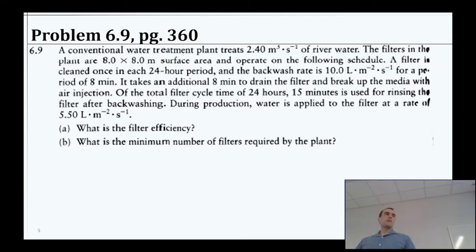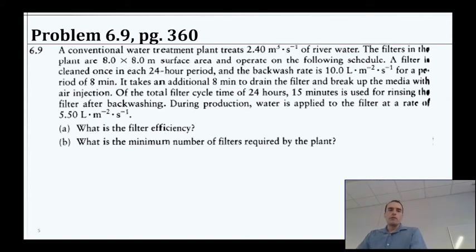Okay, so coming back to the granular filtration then, we have this problem we can work through. So I'll read it through with you. We'll draw it up, and then I'll give you some time to think about it and see if you can tackle this given what we've learned so far. And I'll write up the equations that we just saw as well. Okay, so we have a conventional water treatment plant that treats 2.4 cubic meters per second of river water. Filters in the plant are 8 by 8 meters in terms of the surface area, and they operate on the following schedule.